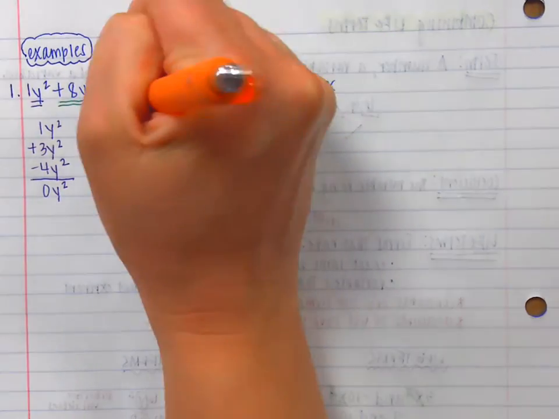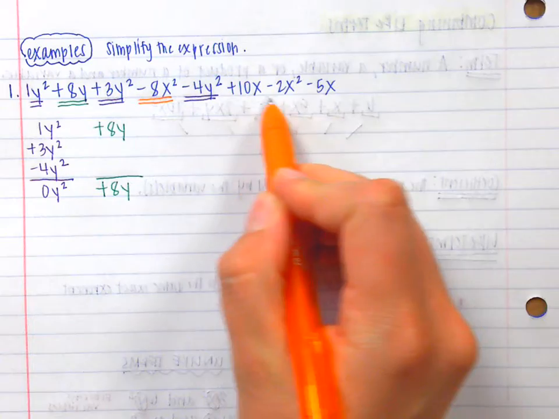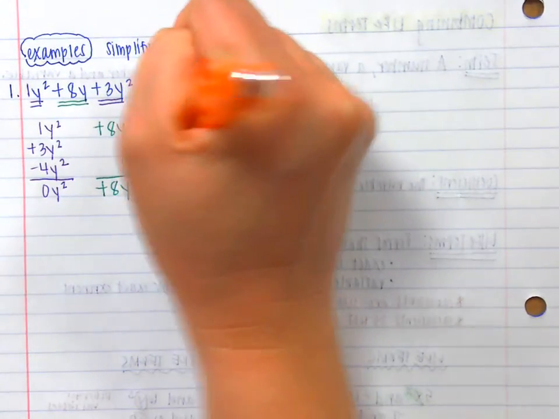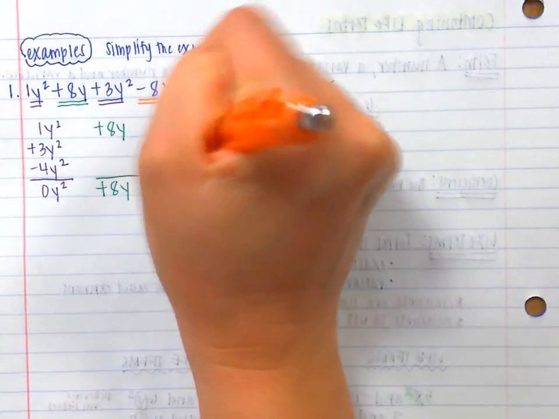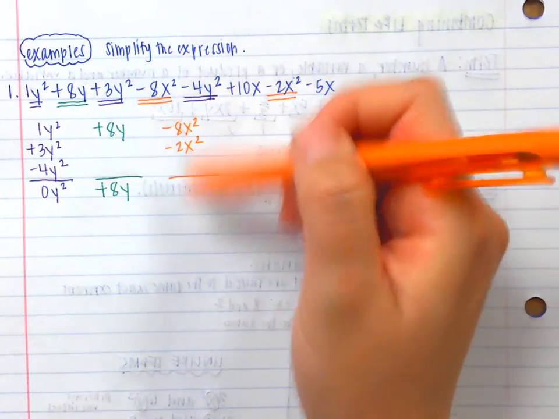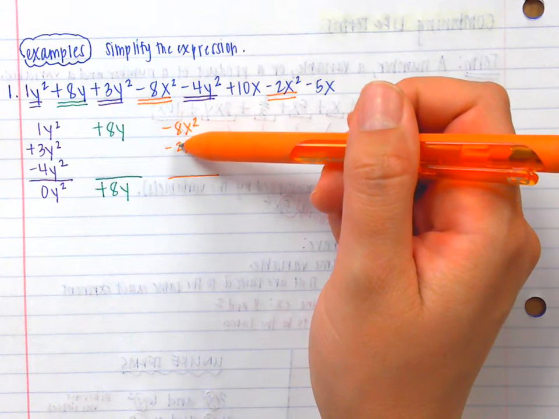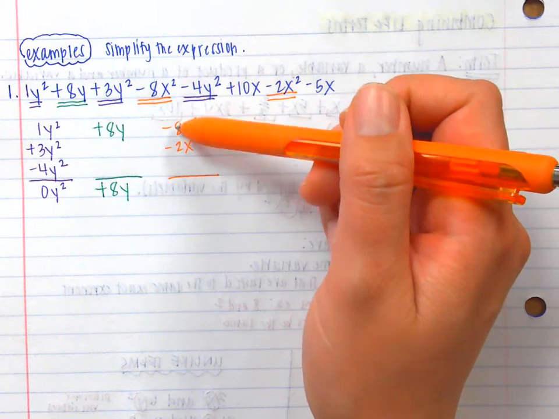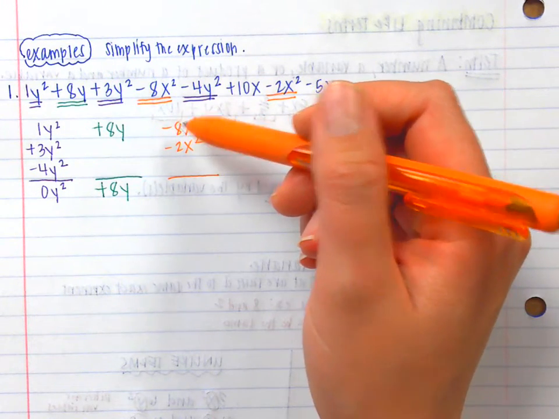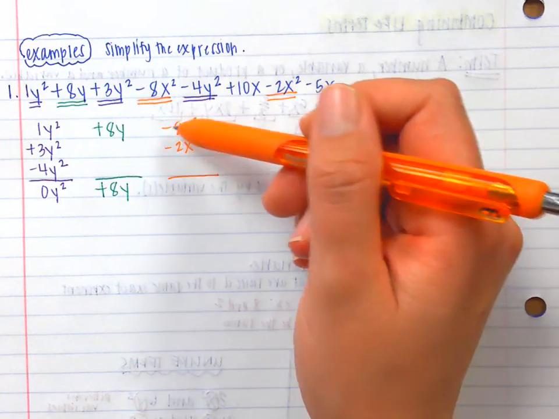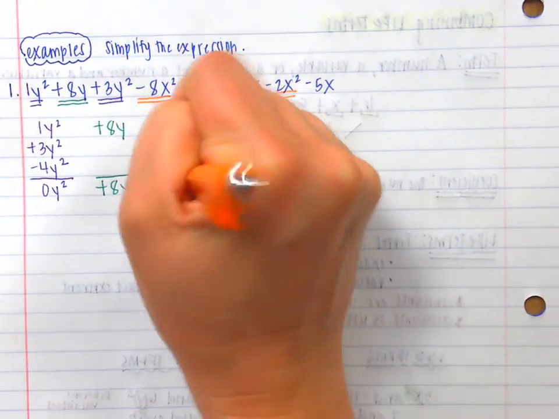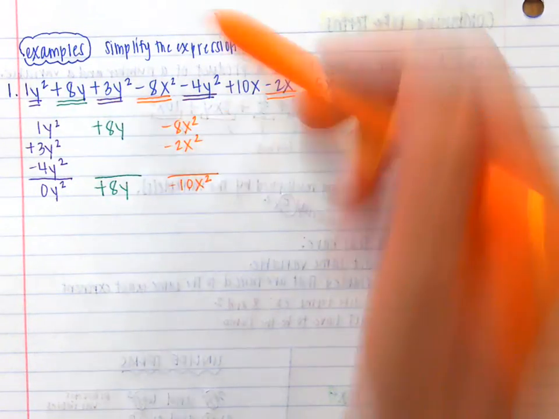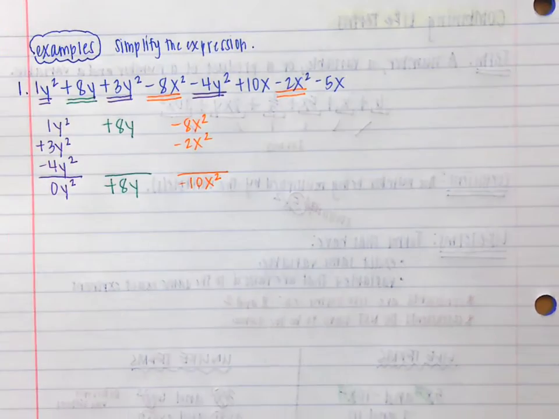We have negative 8x squared. Looking for anything else with an x squared. Here we go, negative 2x squared. And just like I did here, I'm just adding them. So negative 8 plus negative 2, or negative 8 minus 2. Those are both negative, so my answer is going to be negative. And really what you're doing is just adding them. 8 plus 2 is 10. Throw in the negatives, it's negative 10x squared.